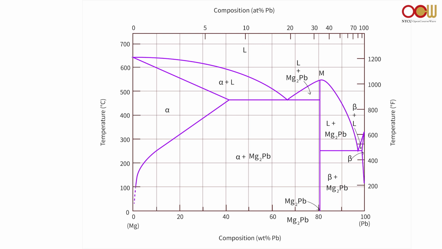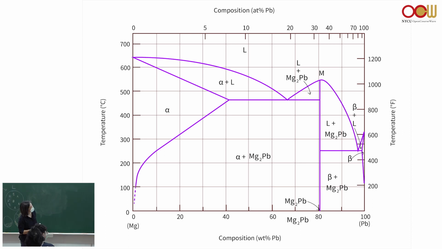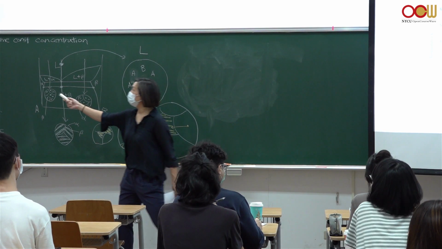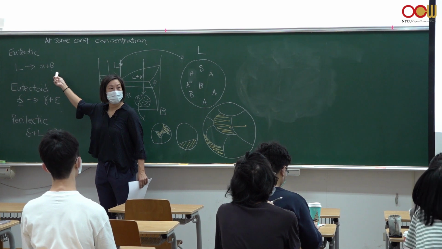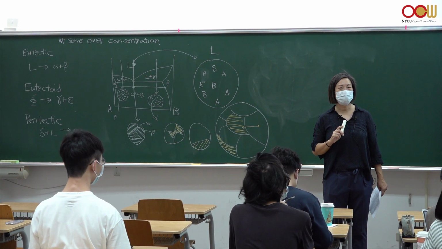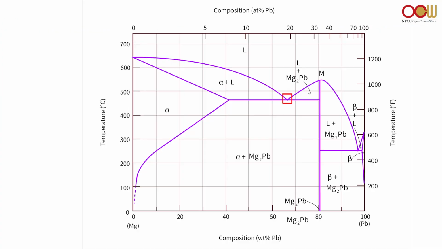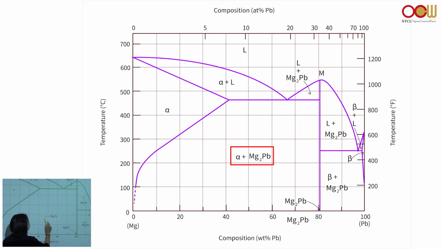So everything here is alpha. Everything within here is alpha and Mg2Pb. And here is beta, and everything in here is beta and Mg2Pb, magnesium lead. So does this one have a eutectic point, this phase diagram? Do you see a eutectic point on that phase diagram? It's right here. Go from liquid to 2 solid phases.